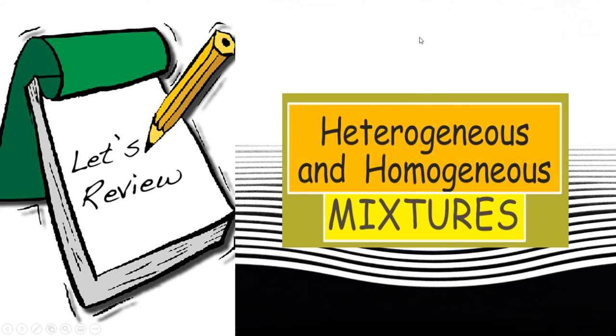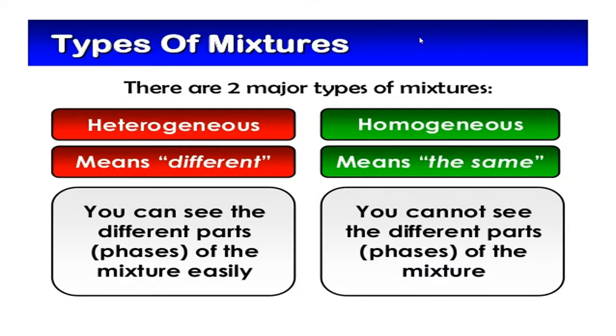Now, we also talked about heterogeneous and homogeneous last week. So let's review that. Remember, a heterogeneous means different. You can see the different parts of the mixture very easily. You can see those phases easily. You can easily separate the ravioli pieces. You can easily separate different types of rocks. You can easily separate different types of candy. That would be a heterogeneous mixture.